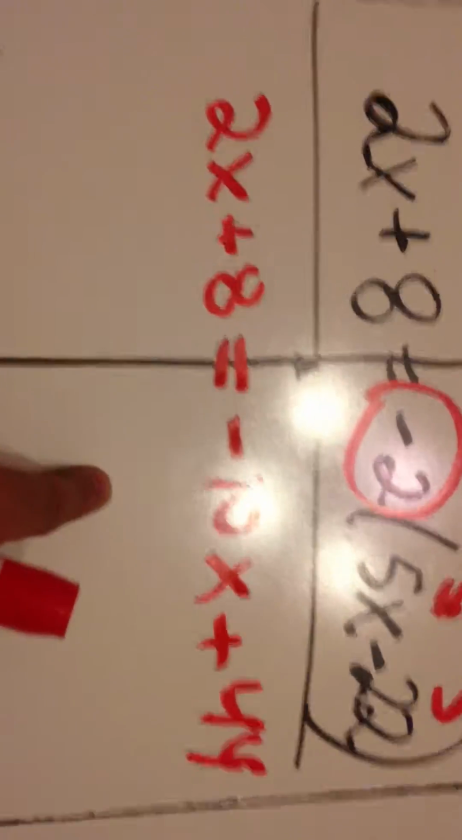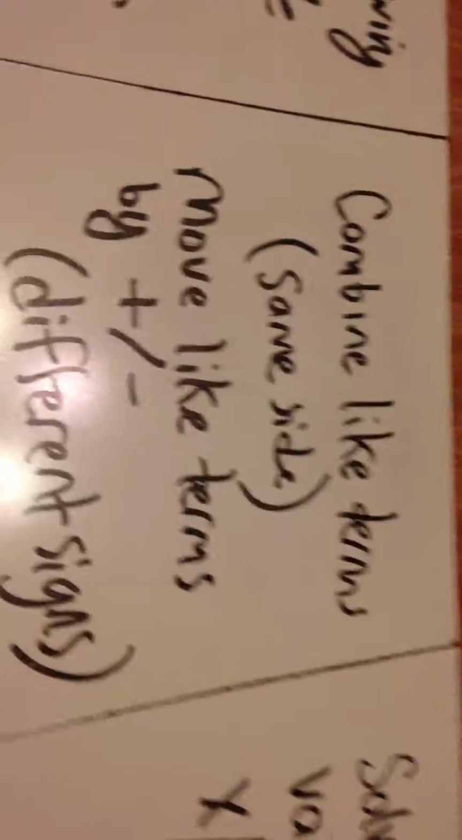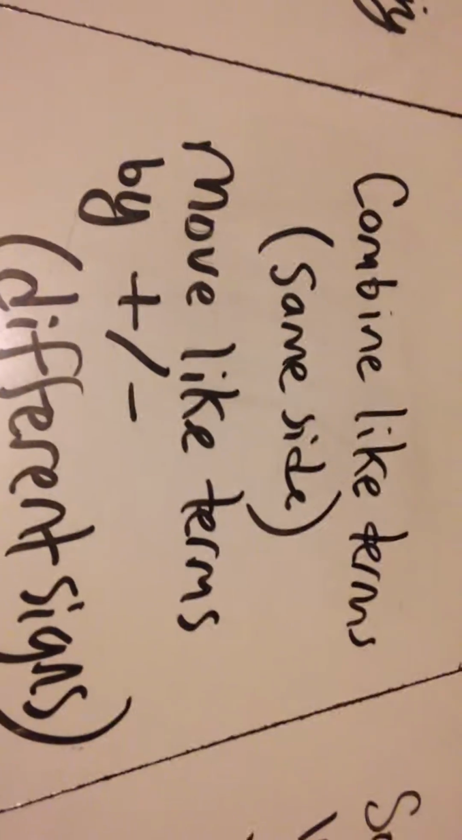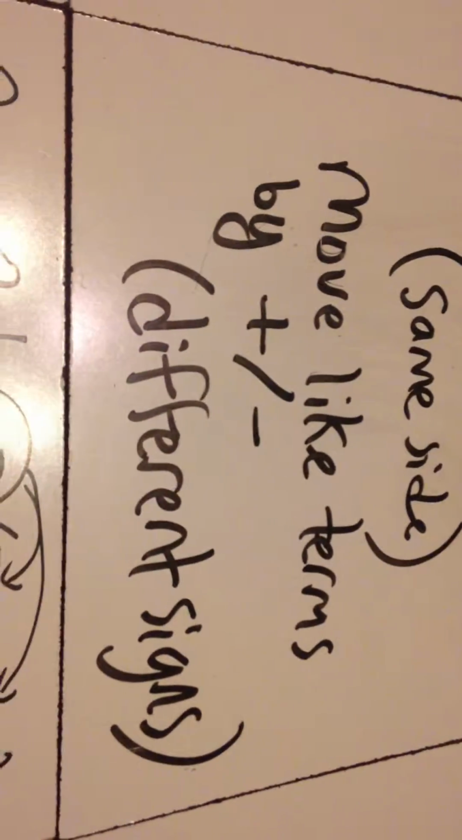All right, after you distribute, you look to see if we can get rid of fractions. Nope, no fractions, so we move on. Now we look to combine like terms. If they're on the same side, you simply combine them together. If they're on different sides, you need to move them by their inverses by adding or subtracting.